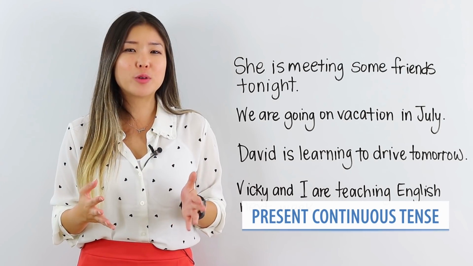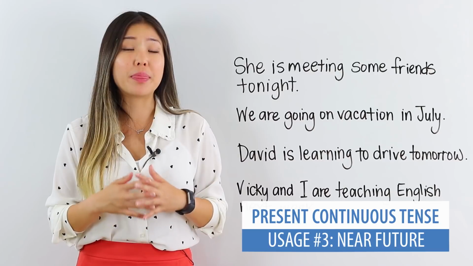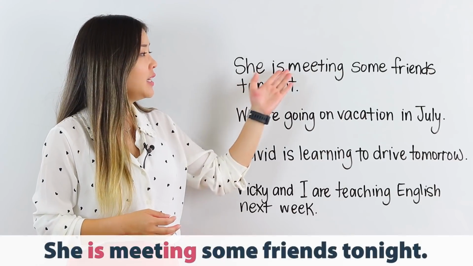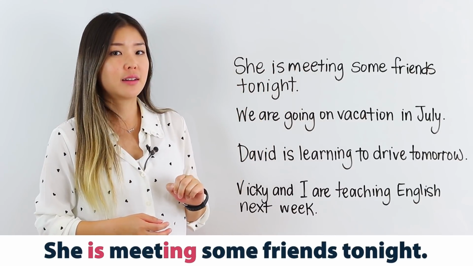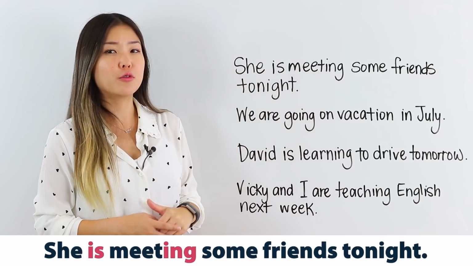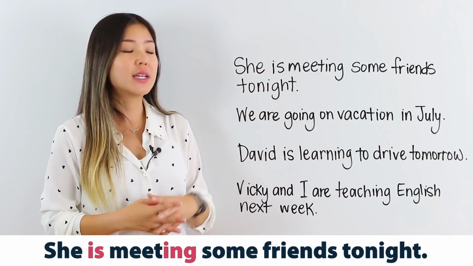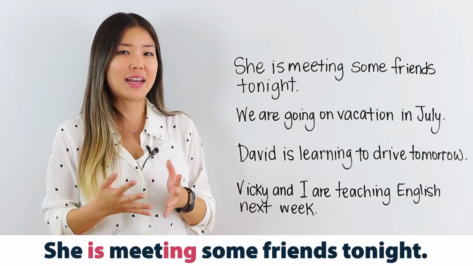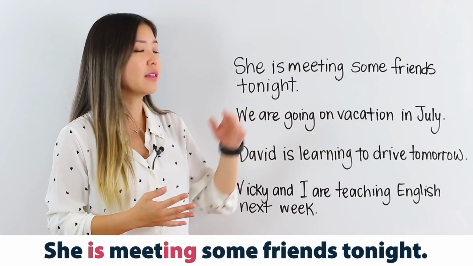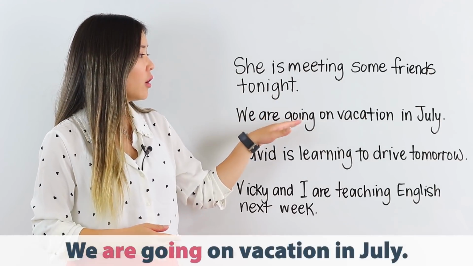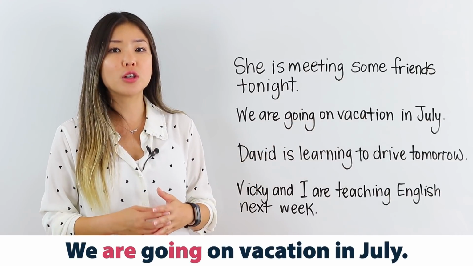The present continuous is also used to talk about near future plans. Let's take a look. She is meeting some friends tonight. That's going to happen in the near future. You'll notice that we have she, so the be verb is, and then we added an ing to the end of the verb meet. The next example says, we are going on vacation in July.